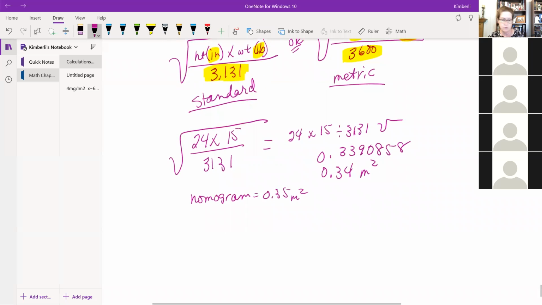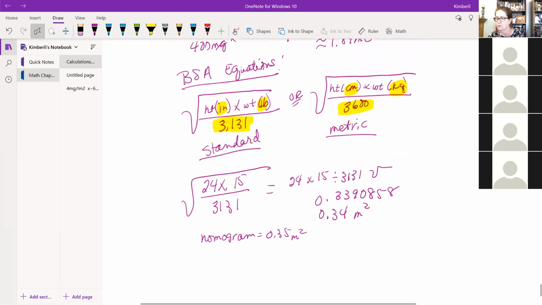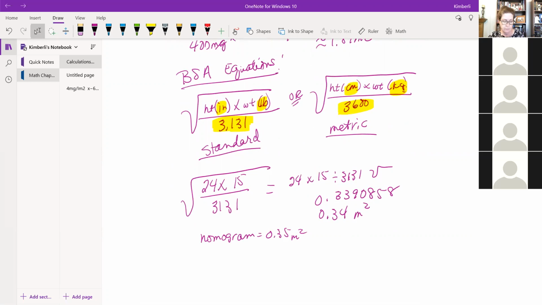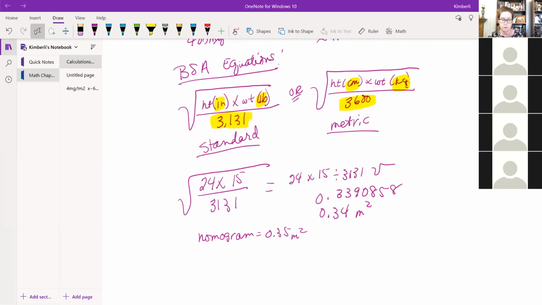The book uses your nomogram, okay? You can use the calculation if you would prefer. I did request that Elaine Beal include these calculations in her next edition. I don't know if she's going to, because, you know, we're not really besties.